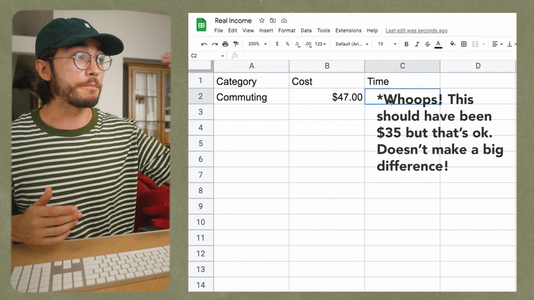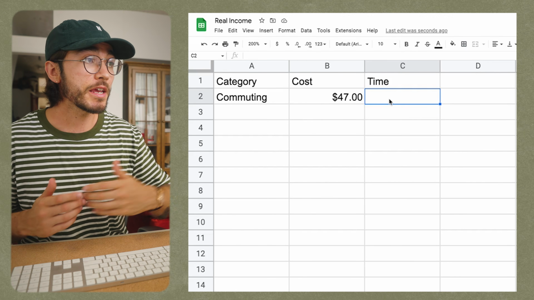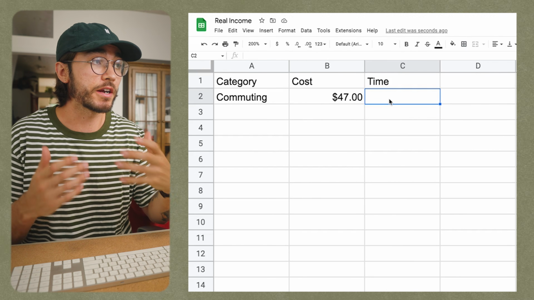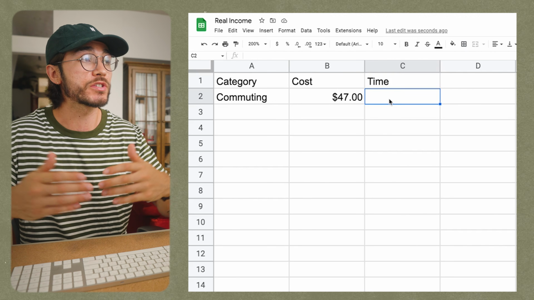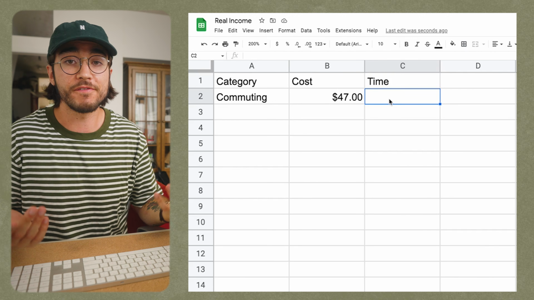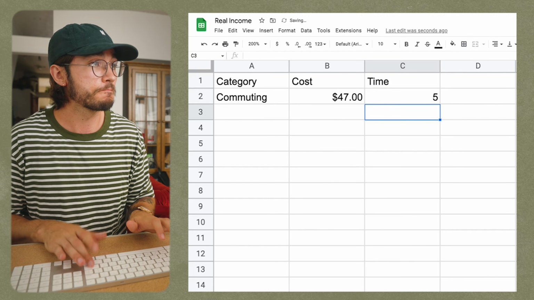Now, in addition to the monetary cost of commuting, it also cost me time to get there. It cost me about 1 hour of my day. It was a half-hour trip each way. So 1 hour a day, 5 days a week means it cost me 5 hours.